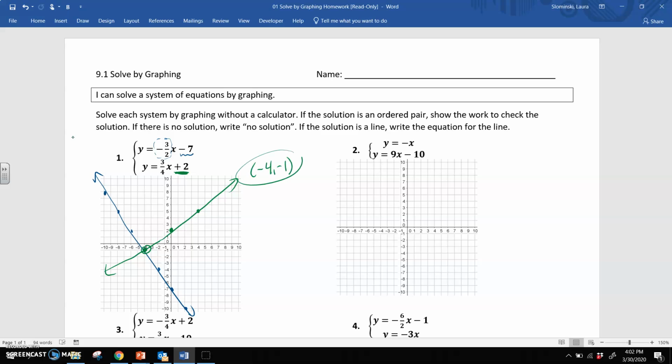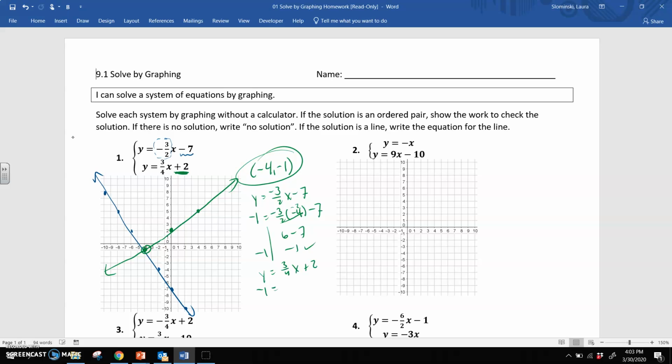Now it is important to check just to make sure. So I take both equations, y equals -3/2 x minus 7. I substitute -1 in for y and -4 in for x: -1 equals -3/2 times -4 minus 7. When I simplify the right-hand side, I should get -1. -3/2 times -4 is +6, so I get 6 minus 7, which is -1. So it works in that one, but I also need to check it in the other equation.